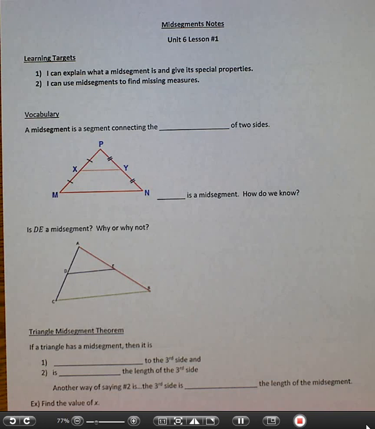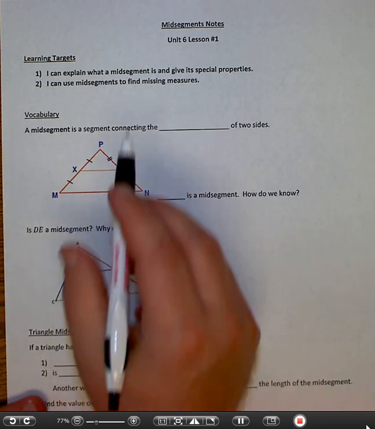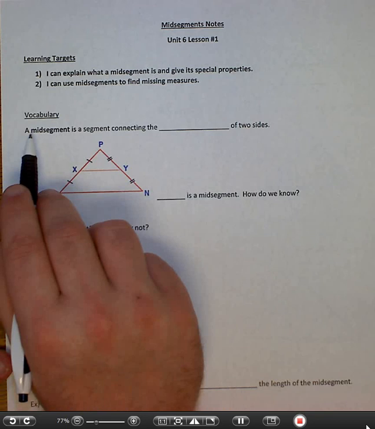Today we're going to get started with Unit 6, the last unit in the first semester. It is a relatively easy unit. It's a lot of vocab, but this first lesson does have a little bit of math involved. So there is some vocabulary as well, and that's a midsegment.